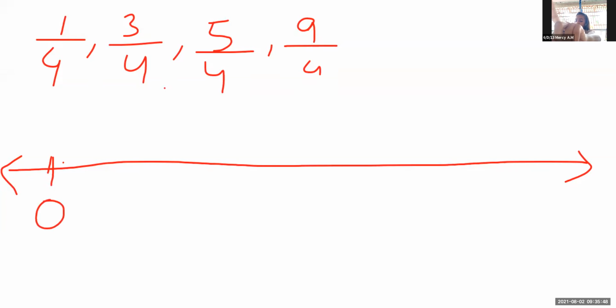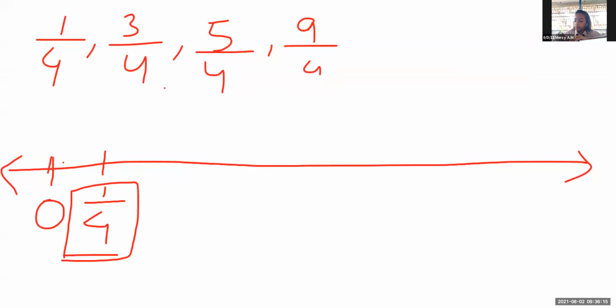Next number, what should I write? Very good, 1. Only 1? Yes, 1/4. I should write 1/4, draw a line. So this we have to find out. I'll make a box. हमने ये find out किया है.